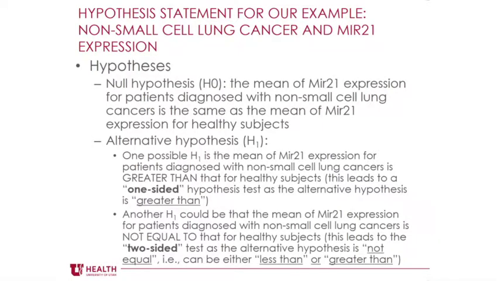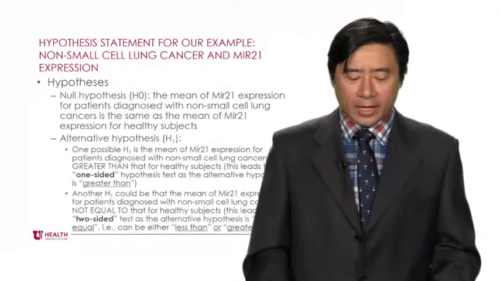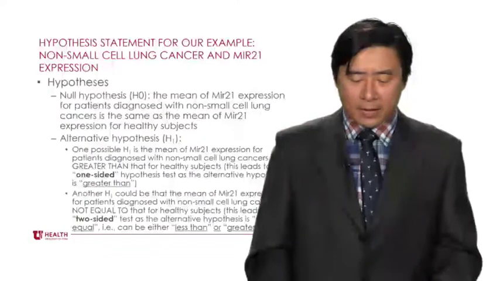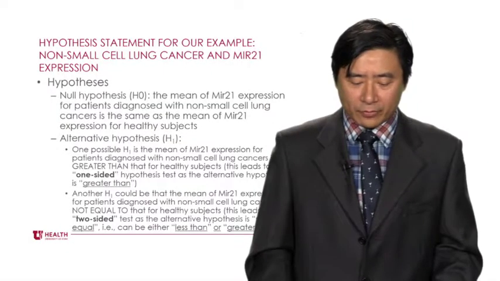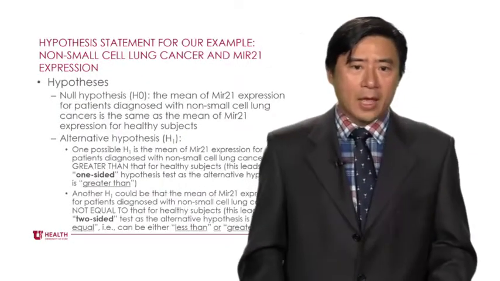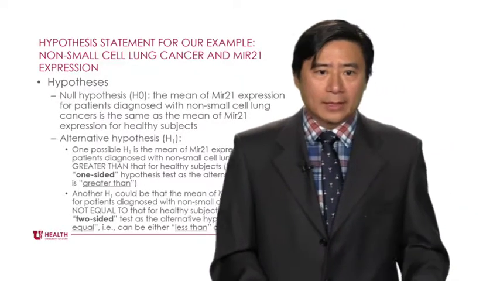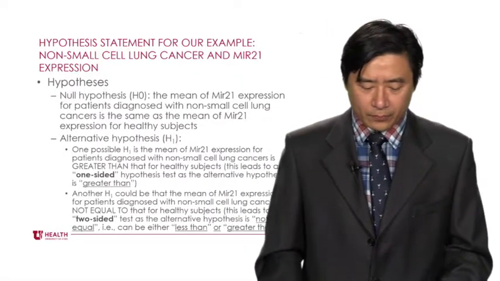And then we can have these two types of hypotheses. The null hypothesis, H0, is that the mean of MIR-21 expression for patients diagnosed with non-small cell lung cancer is the same as the mean of MIR-21 expression for healthy controls. So basically they're saying there's no difference in mean MIR-21 expression between the healthy controls and the patients diagnosed with non-small cell lung cancer.